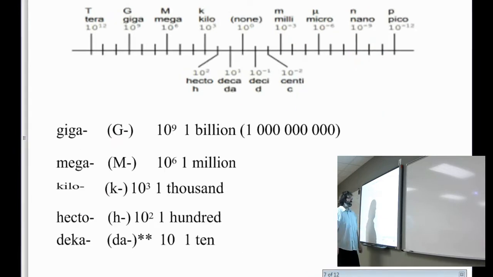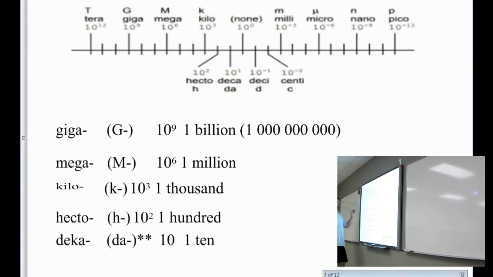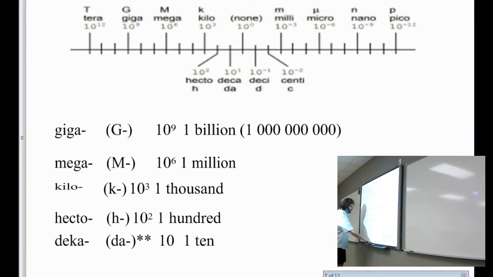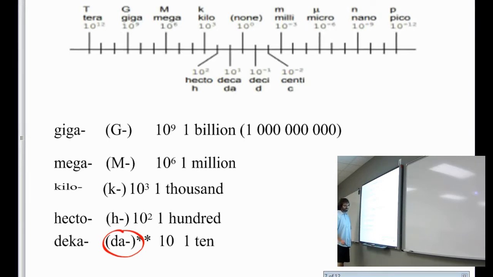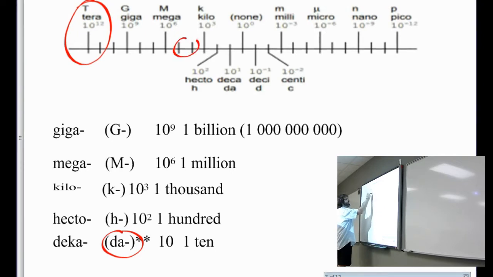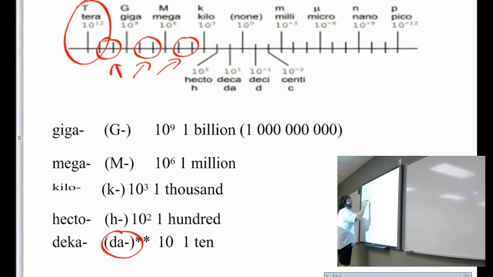Okay, so let's go to the left side, to the larger prefixes. In the larger prefixes, we have giga, meaning a billion, mega, meaning a million, kilo means 1,000, hecto is 100, and deca, which is the only one abbreviated with 2 letters, which is a little bit annoying, is 10. Tera is also a trillion. That one's not up here, but tera is a trillion. So that is the larger end of the prefixes. And again, we have spots on the metric prefix scale that have no names.